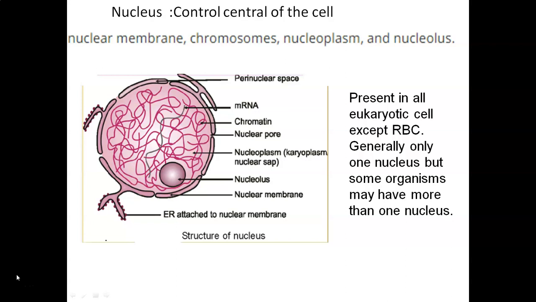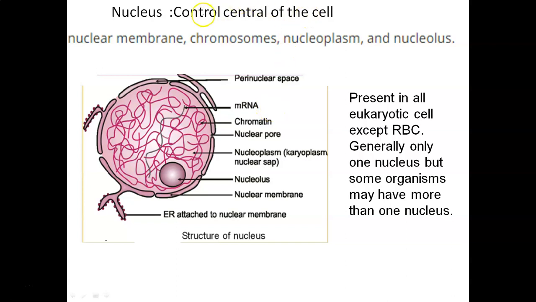Hello students, continuing with Chapter 5, the fundamental unit of life, that is the cell. Today we are going to discuss the nucleus: its structure, the different parts of the nucleus, their functions, and the types of cells based on the presence or absence of a true nucleus. Okay, so without wasting time, we start from the first slide, that is the nucleus.